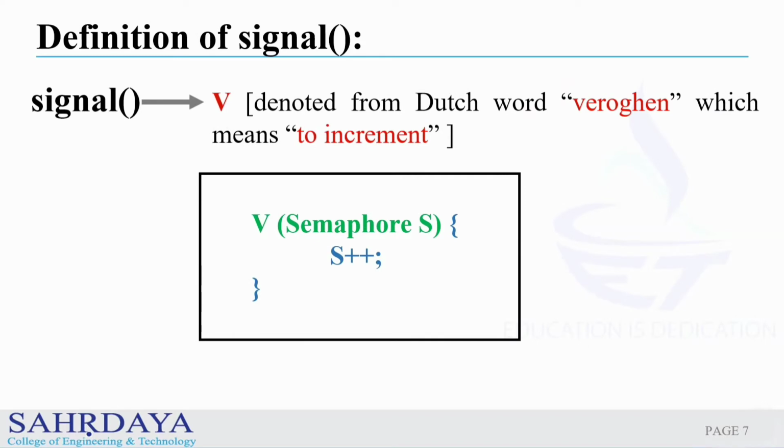Now let us look at the definition of the signal operation. In the signal operation, what happens is it just increments the semaphore value. The value of S is incremented within the signal operation.